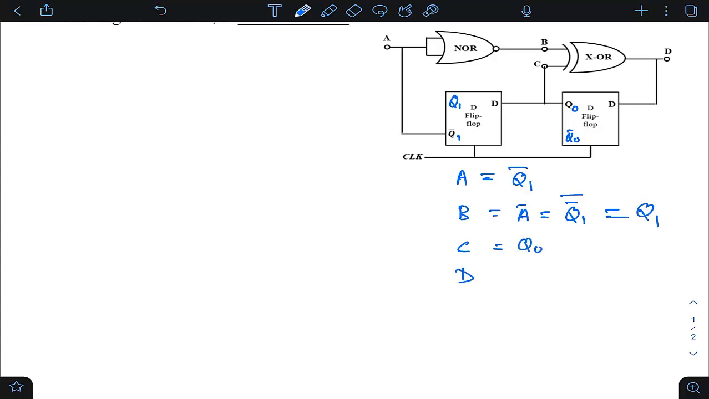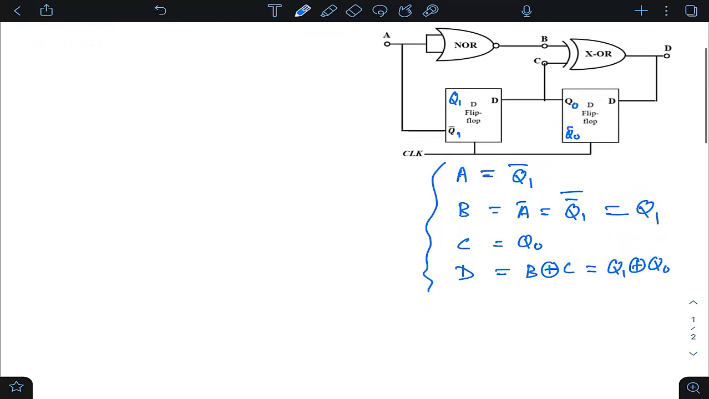And D, if you check, is the XOR combination of B and C. B is Q1 and C is Q naught, so it is Q1 XOR Q naught. So these are your A, B, C, D in terms of Q1, Q naught. So let us make a table to obtain its corresponding counting pattern.